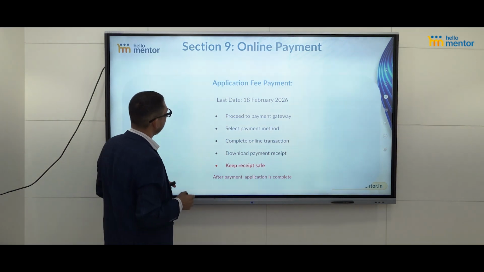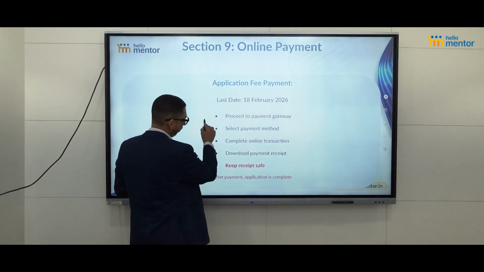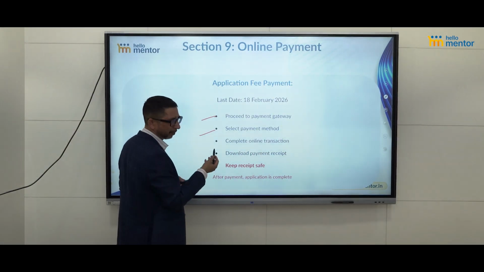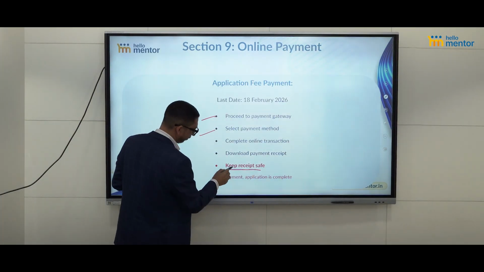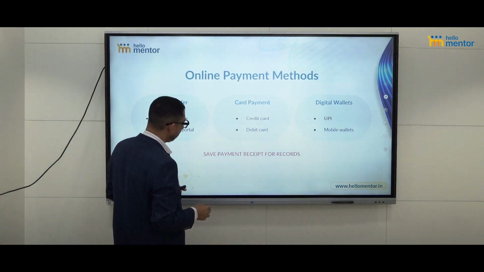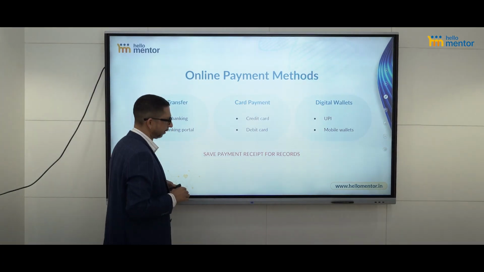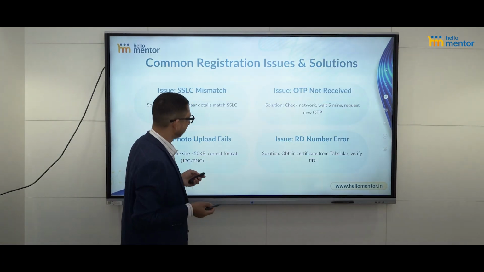So, we'll go to the next one. Online payment, application fee payment. You select the payment gateway method, what you will use: GPay, online, debit card, all that. And then whatever you pay, keep the receipt safe. After payment, application is complete. So you are done with the job, you have already paid the money. This is important, and I'm sure you must be remembering this.